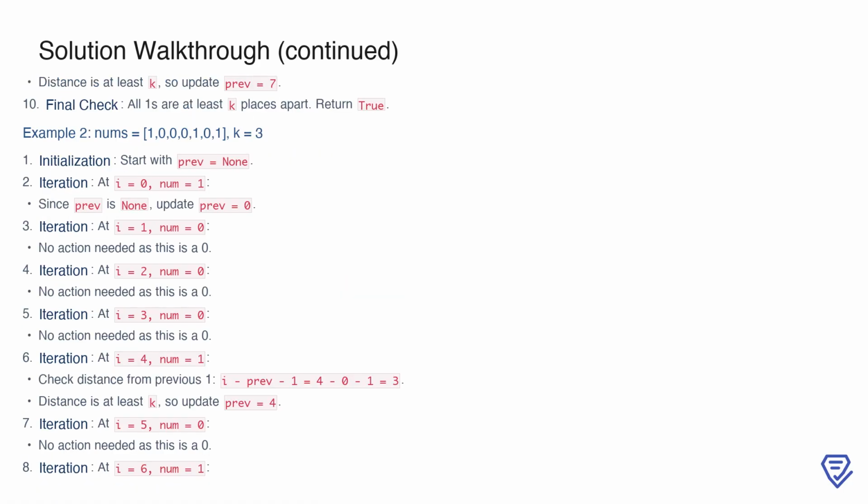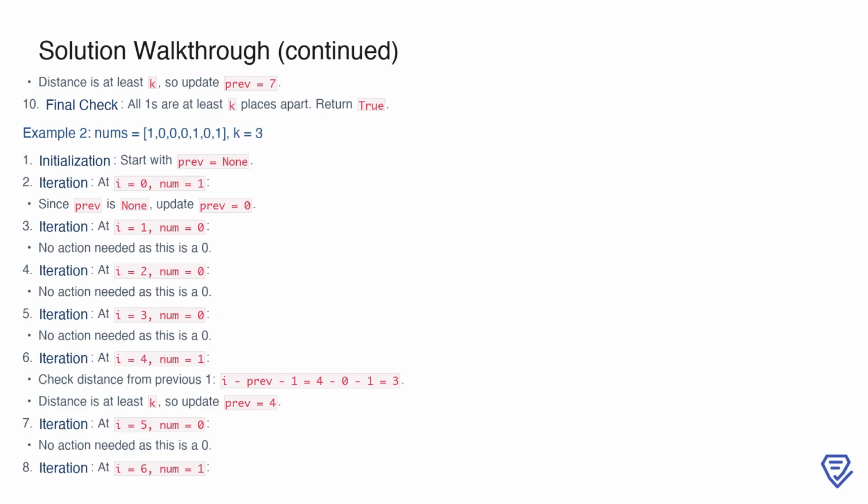Now that we've processed the entire array in example 1, we perform a final check and confirm that all 1's are at least k places apart. Therefore, we return true. Moving to example 2, where nums is 1 0 0 0 1 0 1 and k is 3, we again initialize previous to none.